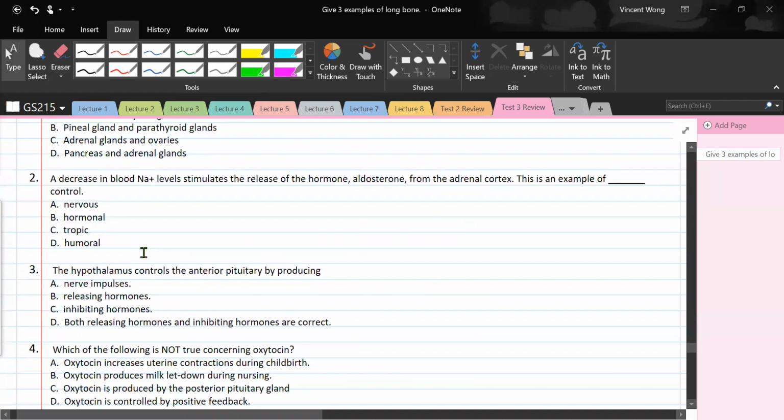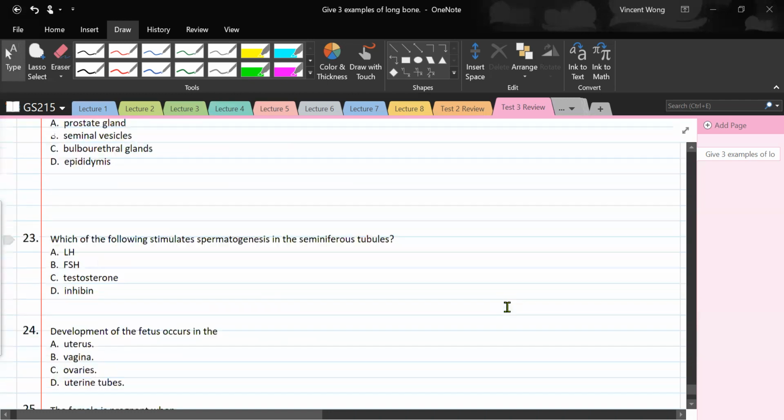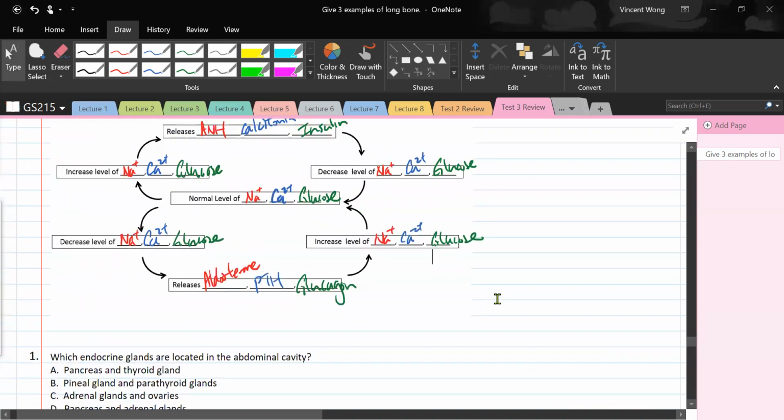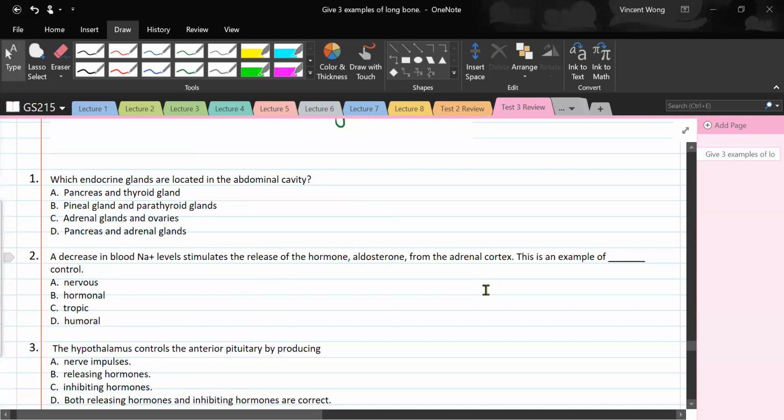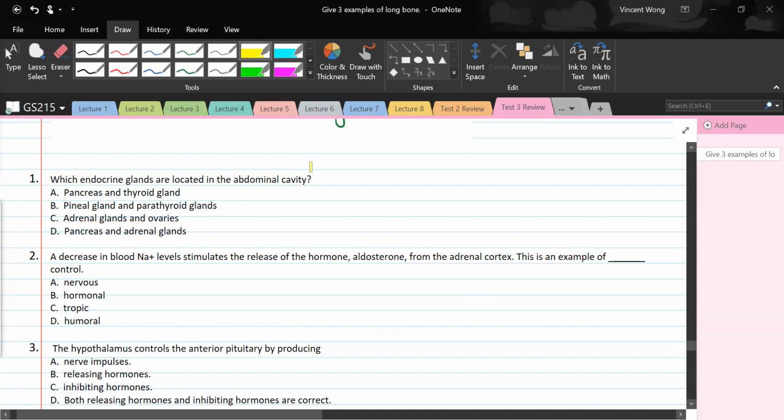Okay, so we have a bunch of multiple choice here. Let's just go through them, okay? Which endocrine glands are located in the abdominal cavity? Okay, so not the first one, because thyroid gland is all the way up in the neck, right? Pineal gland is in the brain, so that's definitely not it. Adrenal gland and ovaries. Ovaries are further down, in the pelvic cavity, right? So that's not it. So it's the pancreas and the adrenal glands.